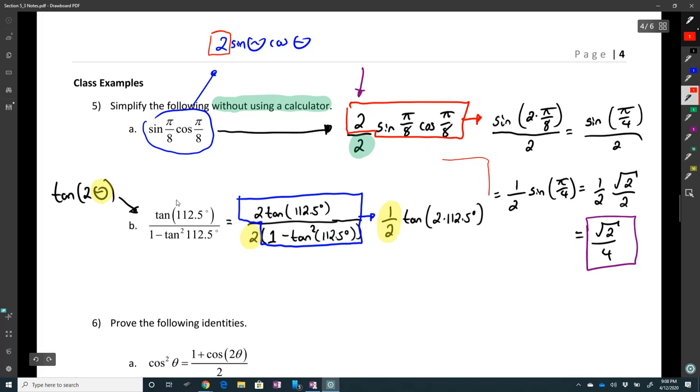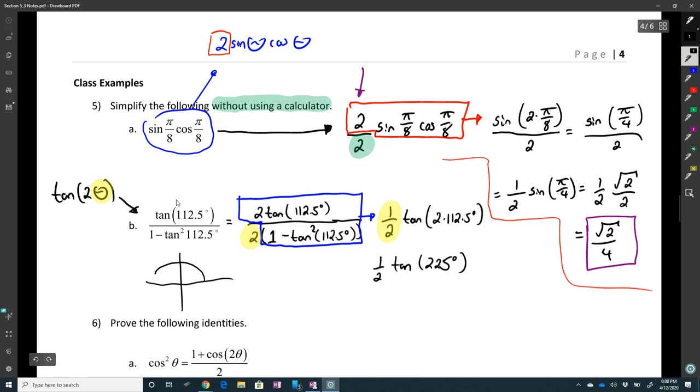All this stuff's in my way. So 1/2 tangent of 225. And 225 degrees, starting here at 0, 180, 225 ends up being the 45-degree angle in quadrant 3. And tangents plus, minus, plus, minus. This reference angle here is 45 degrees. And so tangent of 45 degrees is just 1. So this is just 1/2 times 1 is 1/2.